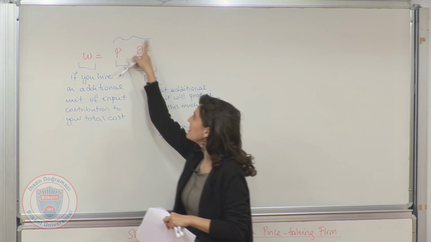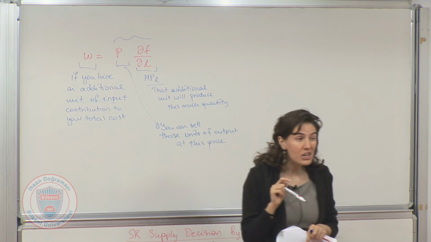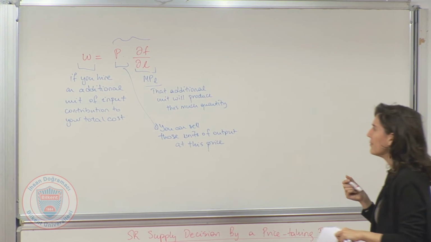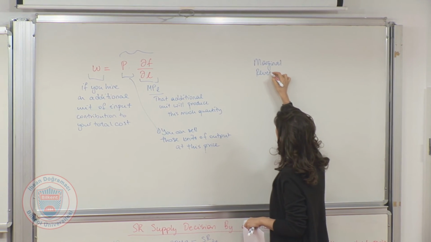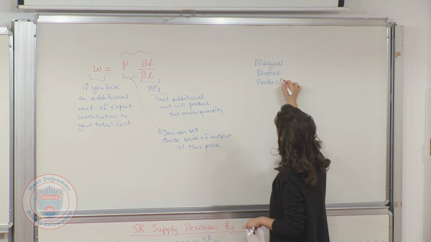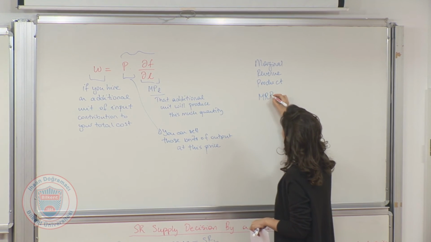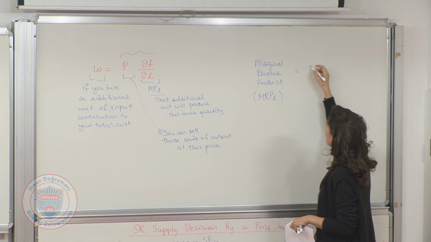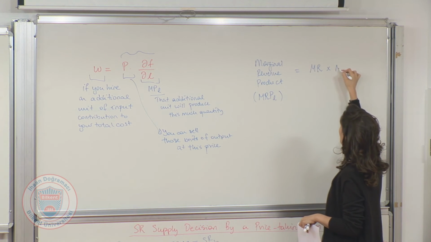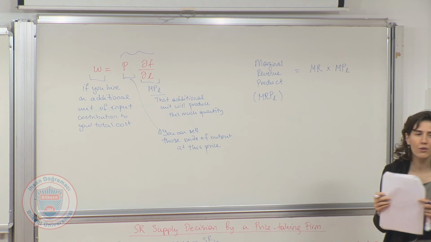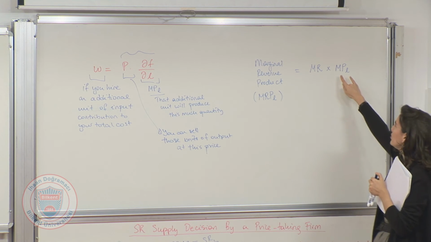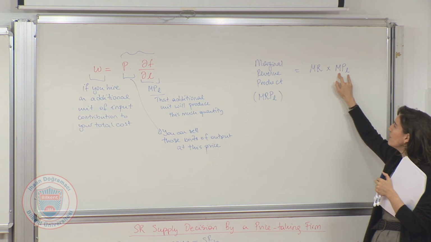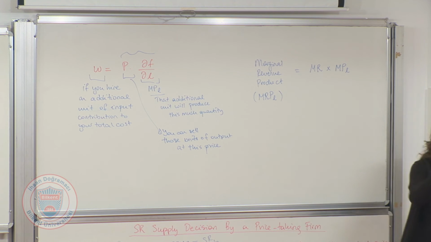This has a special name. It's called marginal revenue product, so let me write this. Marginal revenue product, MRPL. It is basically marginal revenue times marginal product of labor. So what does this mean? If I hire an additional unit of labor, he's going to produce this much extra, and each of those units I can sell at whatever marginal revenue it brings to me.